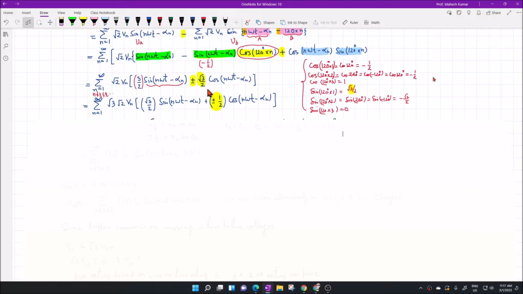Now we will combine these two functions, the cosine and sine, simplifying in terms of sin(A minus B). So we will take root 3 common from this and this. Then the first term becomes root 3/2 here, and this becomes plus or minus half. Root 3 comes outside of this bracket.